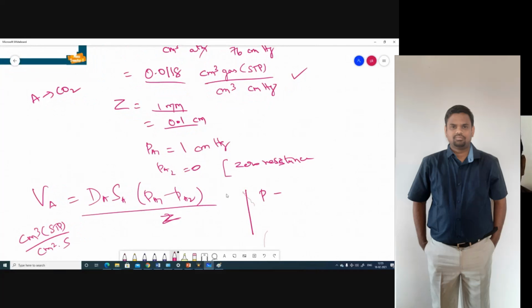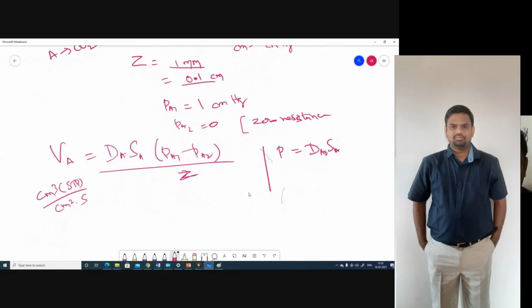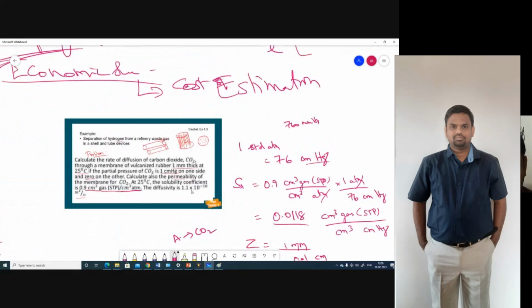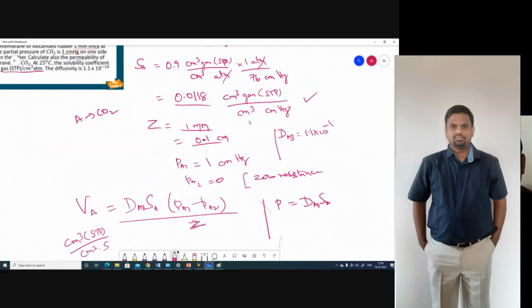What is the equation? How can P be determined? It is simple, that's all. DAB is given, right? DAB is given as 1.1 into 10 power minus 10 meter square per second. So 1 meter square is 10 power 4 centimeter square. So we have the DAB value as 10 power minus 10 plus 4, that is minus 6.